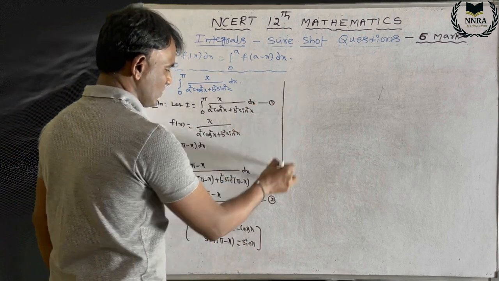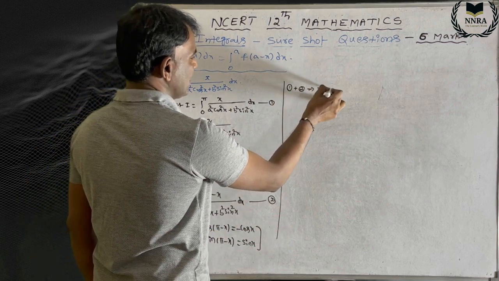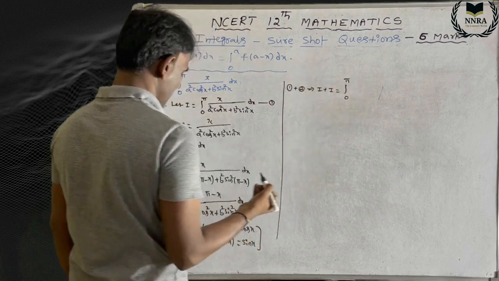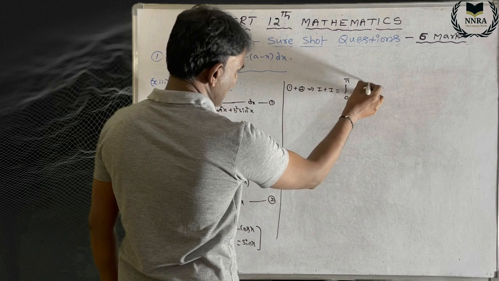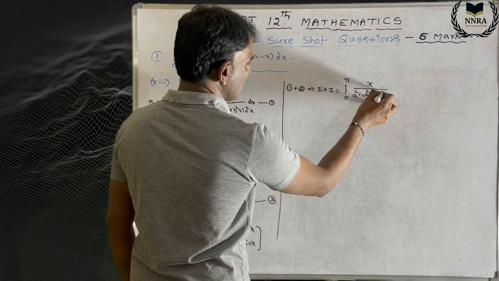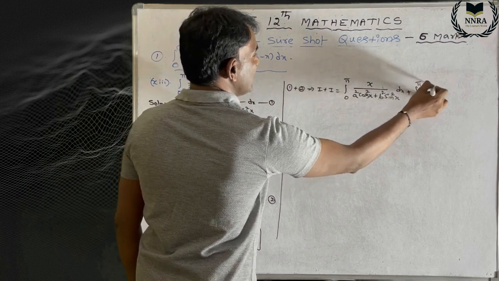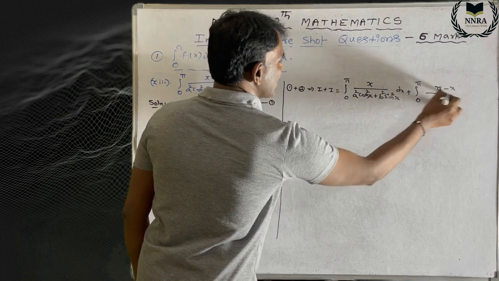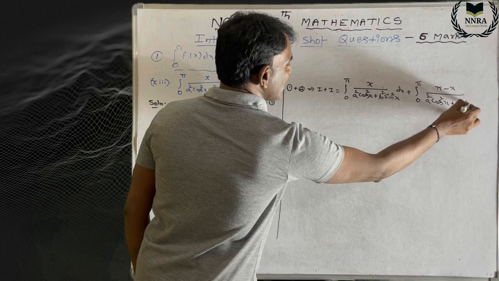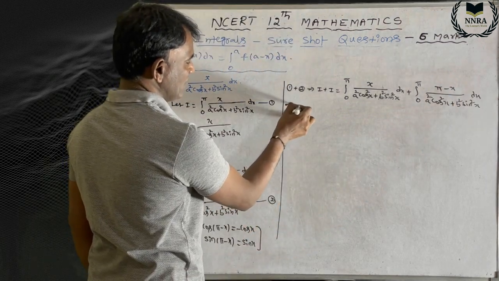Now add 1 and 2. So 1 plus 2 now, then I plus I. So integral 0 to pi. What is the first term? x divided by a square cos square x plus b square sin square x, then dx. Again 0 to pi, here numerator pi minus x, denominator is the same: a square cos square x plus b square sin square x, then dx. And here it is equal to 2I, meaning I plus I.